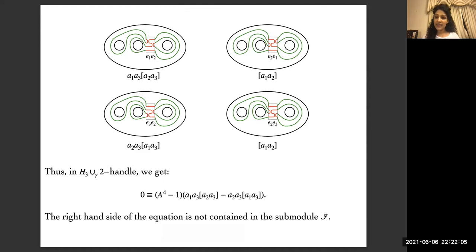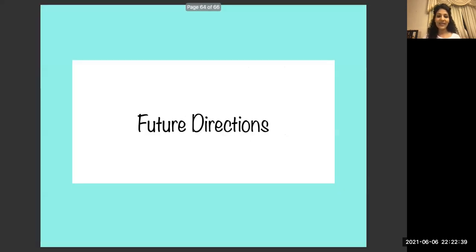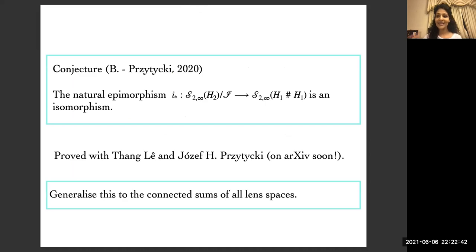And since handle bodies of smaller genus can always be embedded in handle bodies of higher genus, this gives us the counterexample for Hn connected sum Hm, where n plus m is greater than or equal to 3. So we have found the counterexample for n plus m greater than or equal to 3, but what about H1 connected sum H1? What is the structure of the KBSM of H1 connected sum H1? Does the submodule need to be bigger in that case as well? Well, we conjecture that that is indeed not the case.